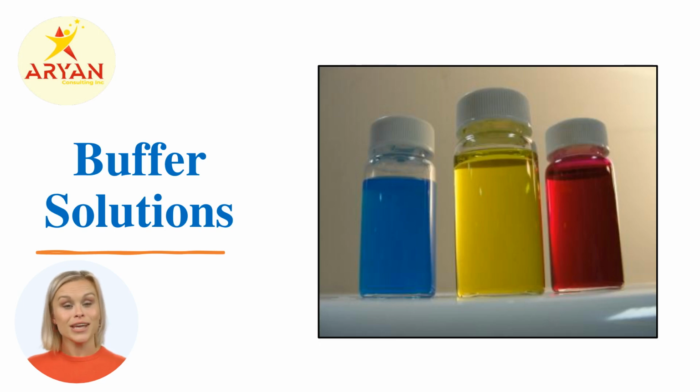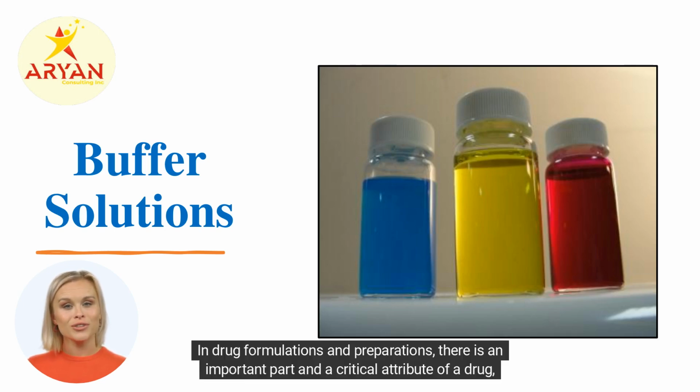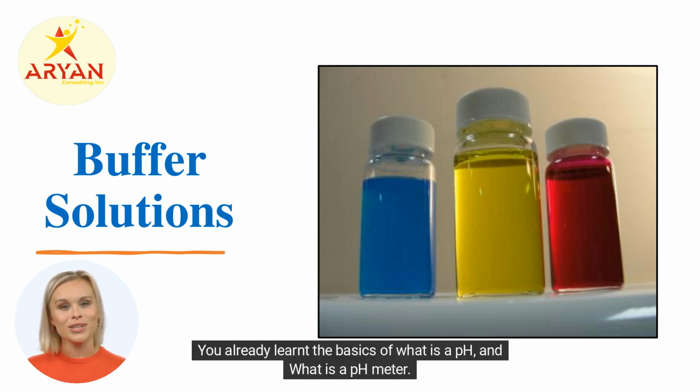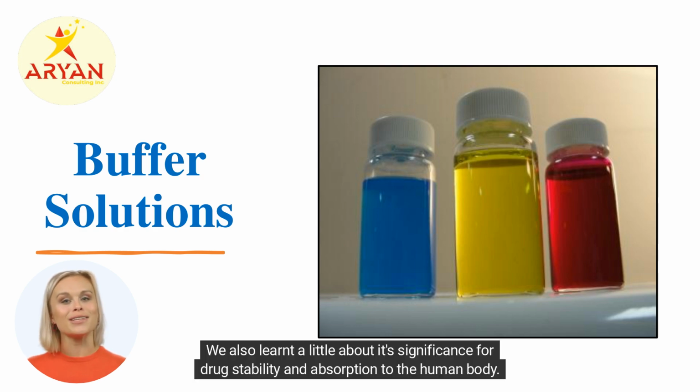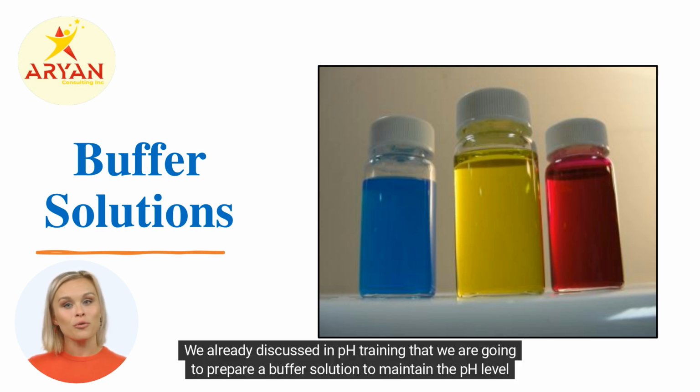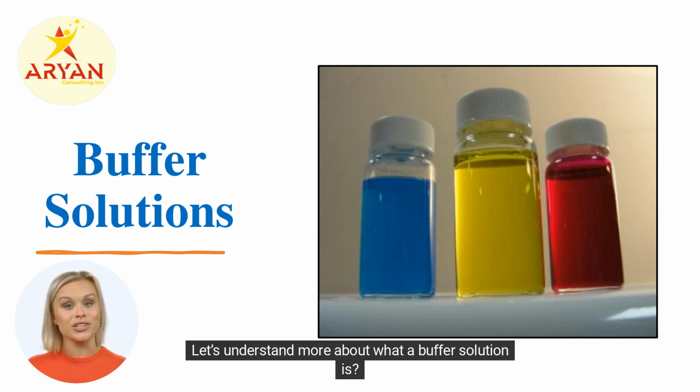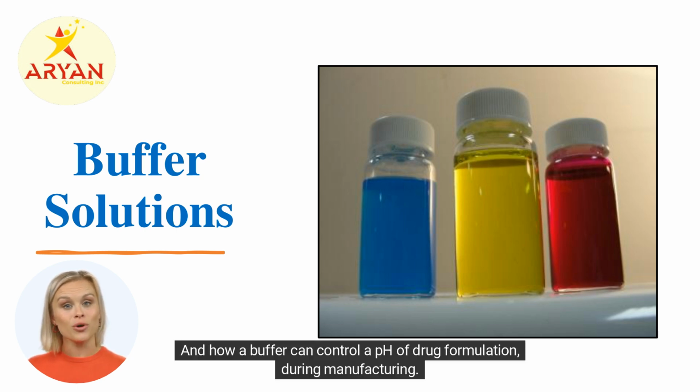Hello again. In drug formulations and preparations, there is an important part and a critical attribute of a drug, which is its pH level. You already learned the basics of what a pH is and what a pH meter is. We also learned a little about its significance for drug stability and absorption to the human body. We already discussed in pH training that we are going to prepare a buffer solution to maintain the pH level of a drug. Let's understand more about what a buffer solution is and how a buffer can control the pH of a drug formulation during manufacturing.